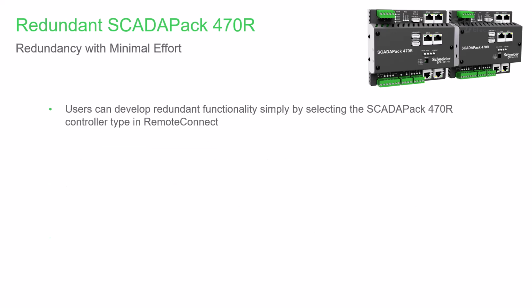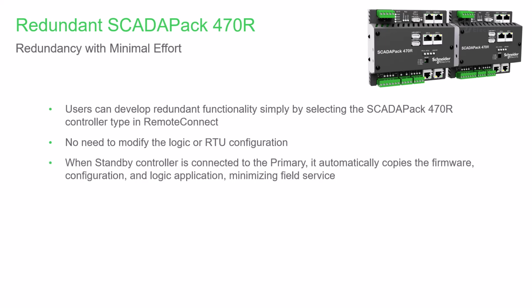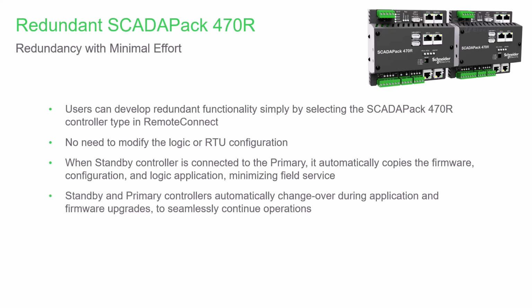Minimal additional effort is required to configure a SCADAPack 470R. Users can develop redundant functionality simply by selecting the SCADAPack 470R controller type in the Remote Connect project settings. There's no need to modify the logic or the RTU configuration. When the standby controller is connected to the primary, it automatically receives a copy of the primary's firmware, configuration, and logic application. This can help to minimize field service efforts. The primary and standby controllers will automatically change over during an application or firmware upgrade, helping to seamlessly continue operations.